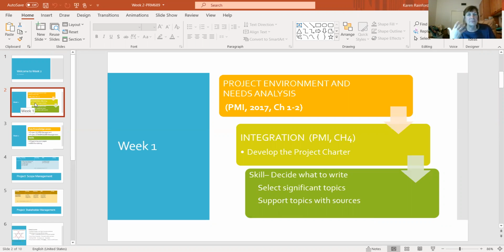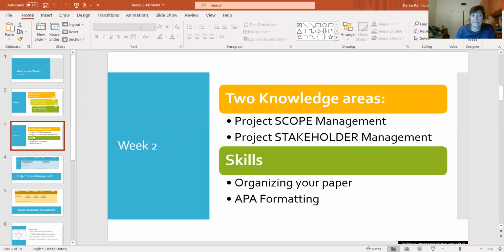One of the things about the project environment is that it gives you the opportunity to bring in some industry, not project management industry, but for example, if you're doing a healthcare project, to bring in some healthcare, or if you're doing a construction project, to bring in some sources that talk about construction. So week 1 is done.